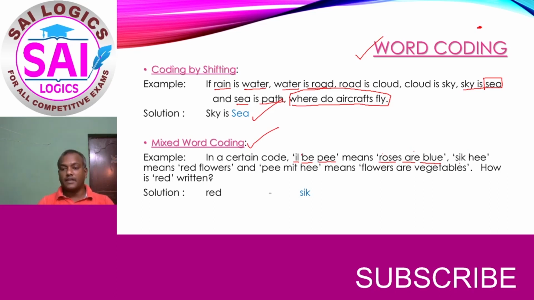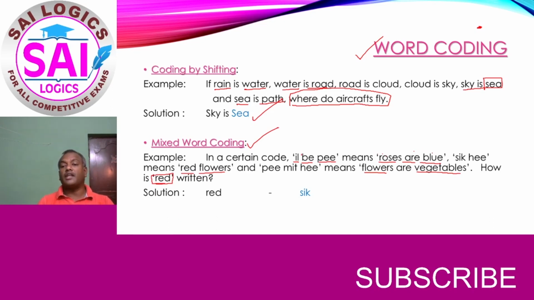In the same way, the second statement given is SIKHEE means red flowers. And the third one, PEMITHEE means flowers are vegetables. Three statements have been given. Now we have to find the code for red in the same language. For finding the code for red, we have to see in which statements red has been mentioned.